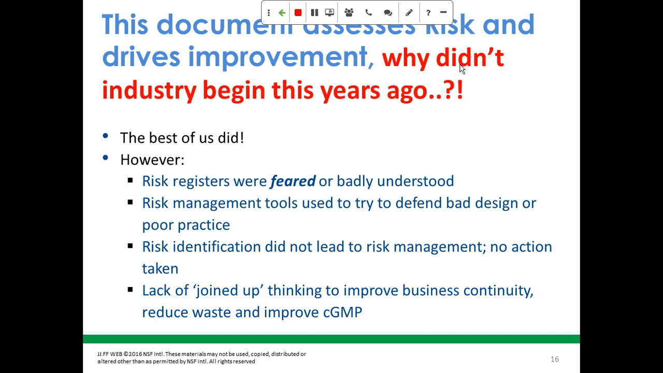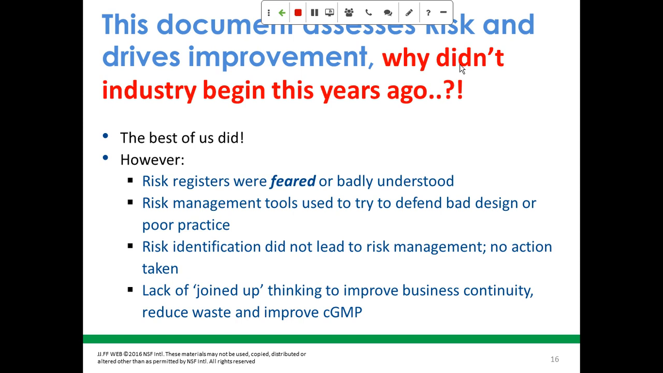So this all sounds very logical, and of course it is very logical, and it's very proactive, and it will assess risk and surface risk for you, and obviously help you prioritize risk and then drive improvement. But why didn't we do this years ago? Why? Well, the best companies did and have done for a while, but there's many companies that have really only done this piecemeal and not taken a holistic or scientific deep dive approach to this.